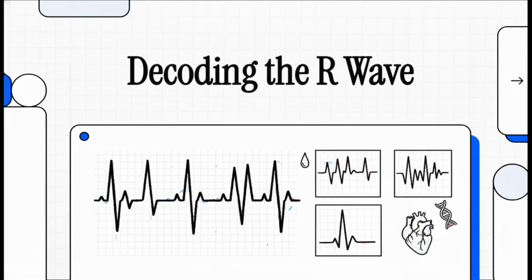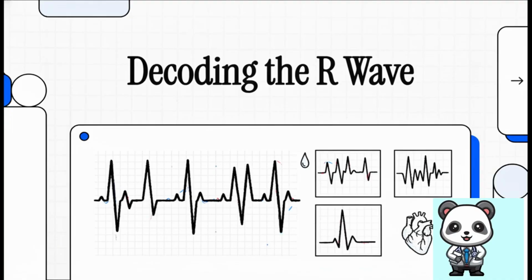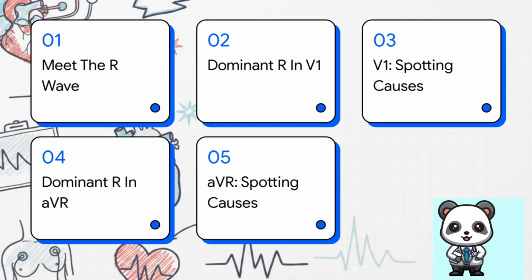All right, let's decode the R wave. By the end of this explainer, you're going to go from just staring at complex, squiggly lines on a grid to confidently spotting deadly poisonings and rare genetic conditions. We're talking about transforming the way you look at an ECG so you can instantly pinpoint structural, electrical, and toxicological emergencies.